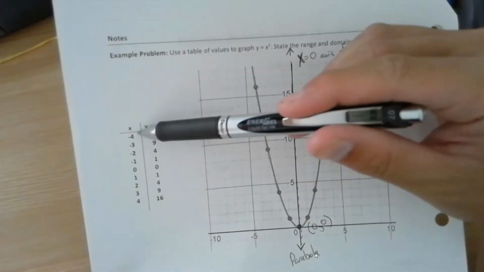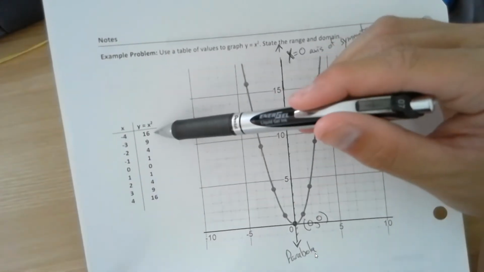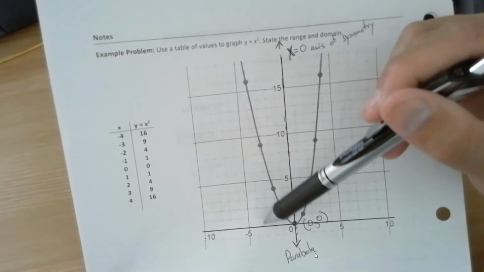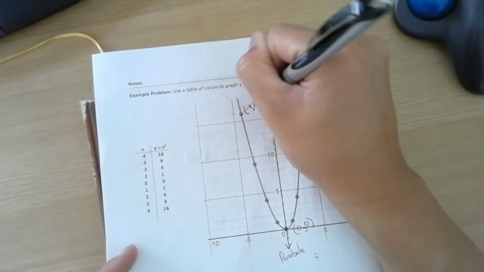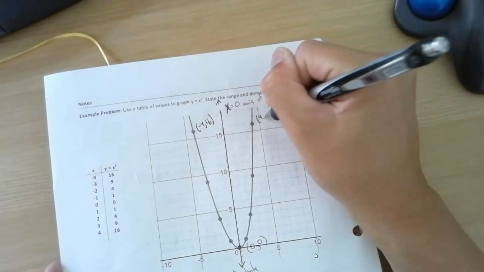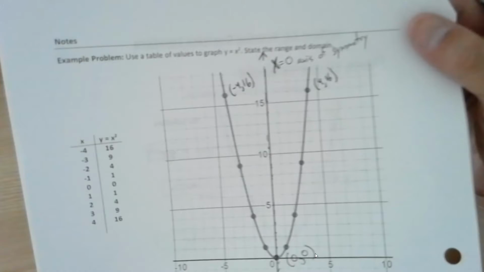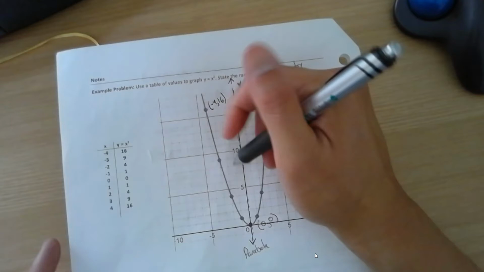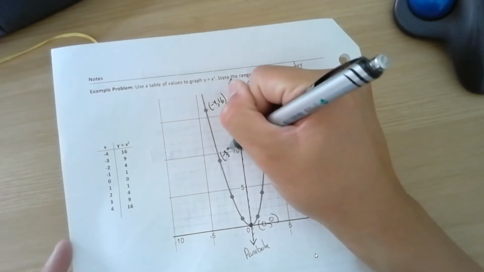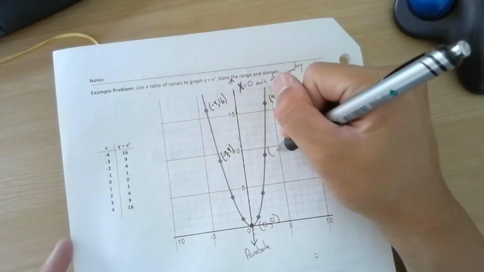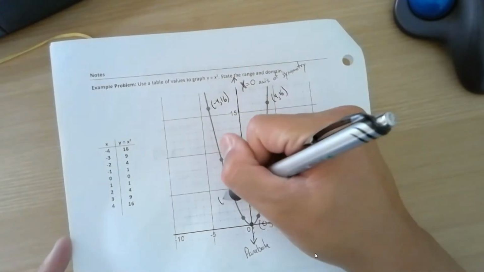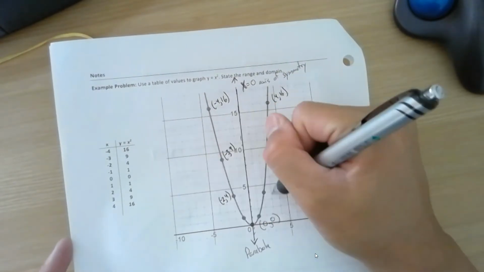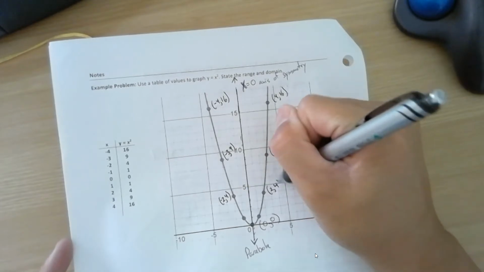Negative 4 comma 16 is the first point here. Over here would be 4 comma 16. You can kind of see they're mirror images here. And then this is going to be negative 3 comma 9, and this is positive 3 comma 9. And this is negative 2 comma 4, and this is 2 comma 4, okay?